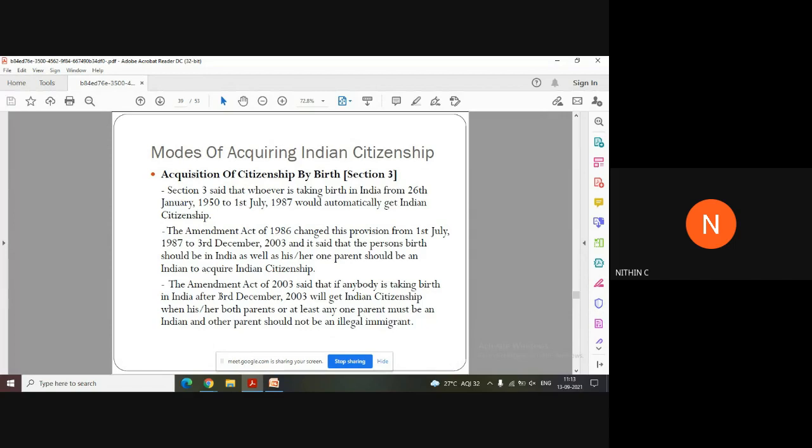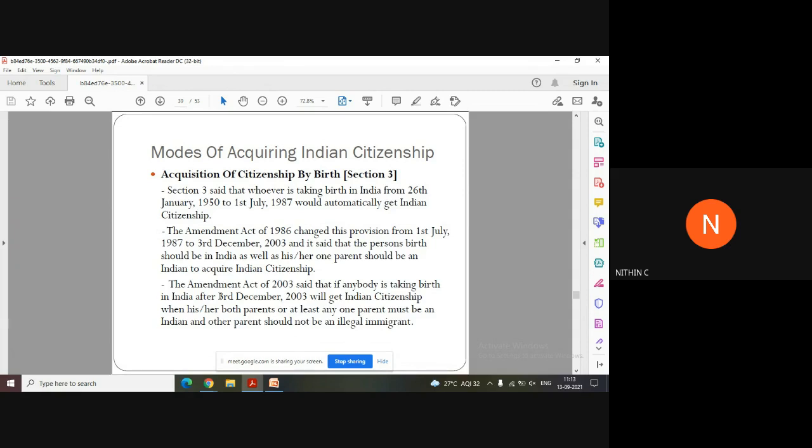Acquisition of citizenship by birth. Section 3 said that whoever is taking birth in India from 26th January 1950 to 1st July 1987 would automatically get Indian citizenship. That is, whoever is taking birth in India from 26th January 1950 to 1st July 1987 would automatically get Indian citizenship.